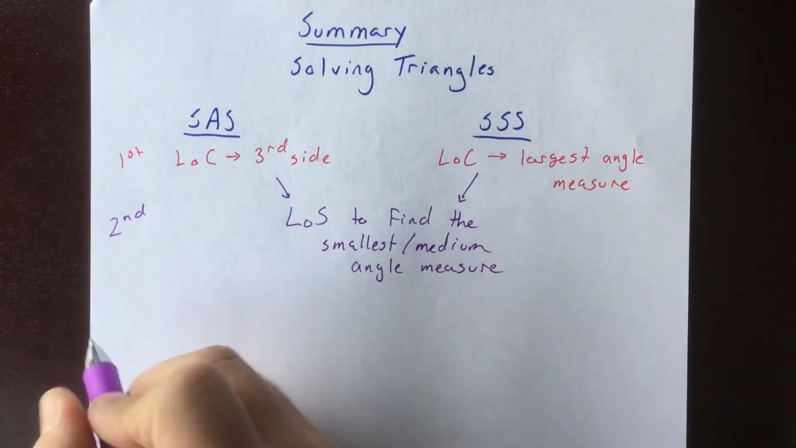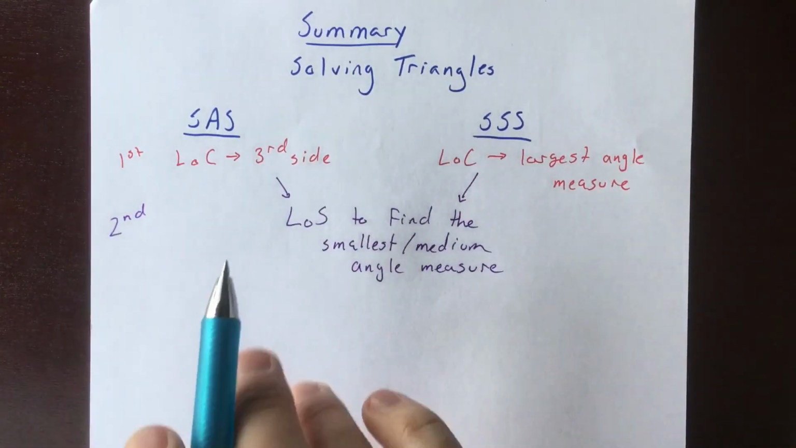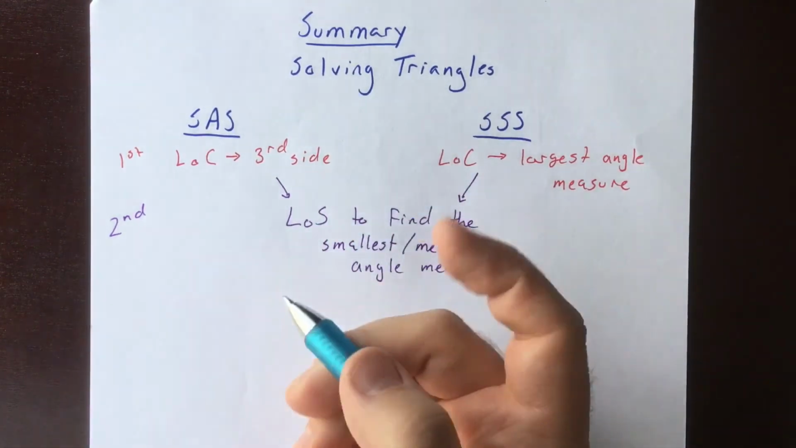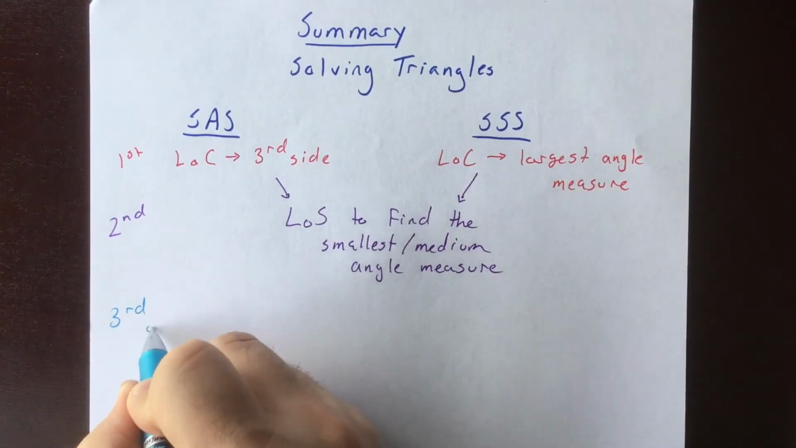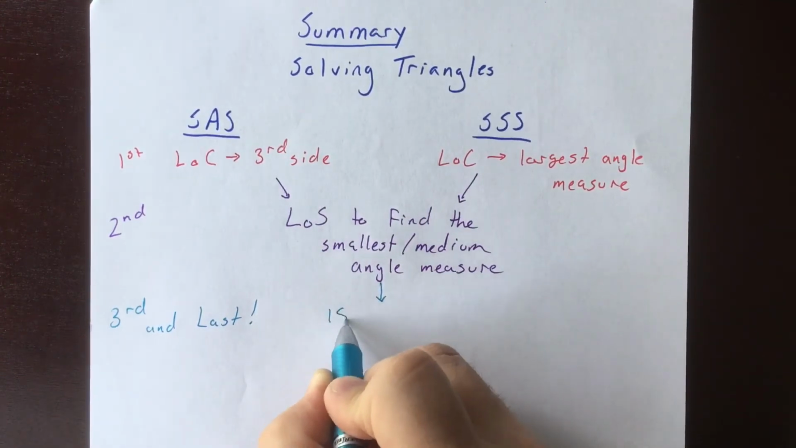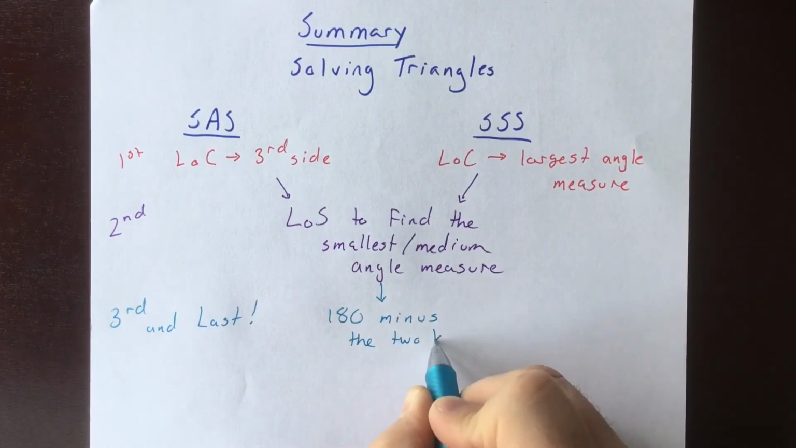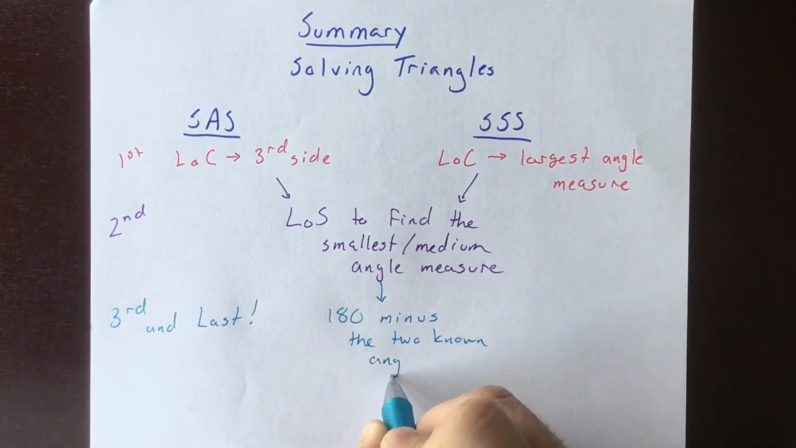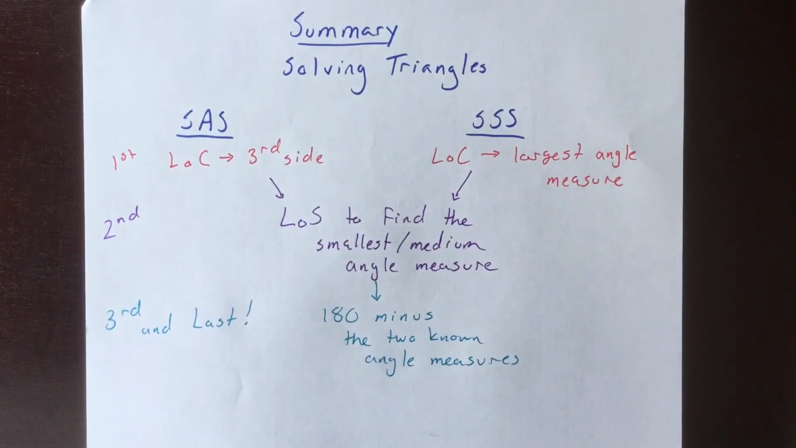And then third and last, because by this point we would have all three side lengths and two angle measures, we do the 180 minus. Okay, so this is our setup. This is our guide that will take us through solving triangles, and this is for the two configurations.